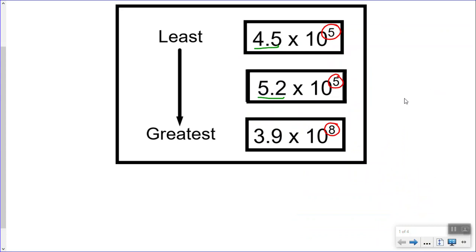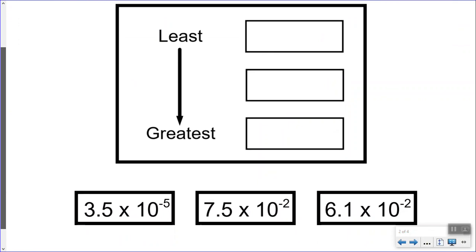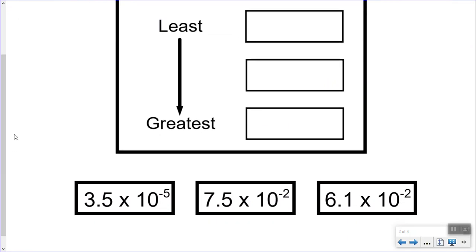So again, we just start by looking at the exponents. If any of the exponents match up, that's when we move on to the first number, the one with the decimal point, to see where we go from there. Go ahead and pause the video and see if you can arrange these numbers from least to greatest.